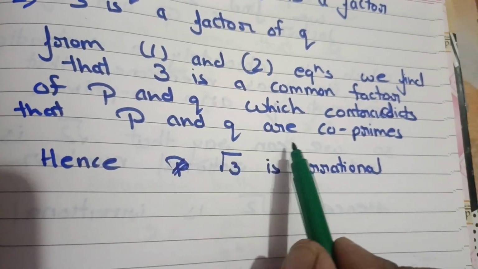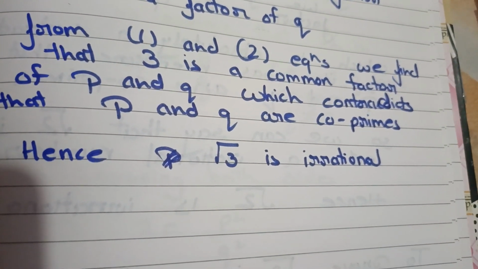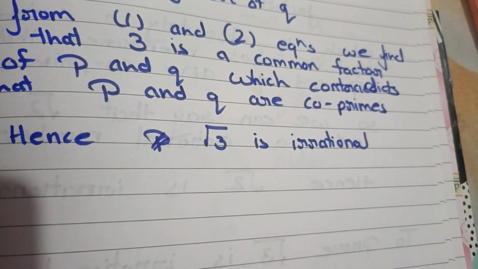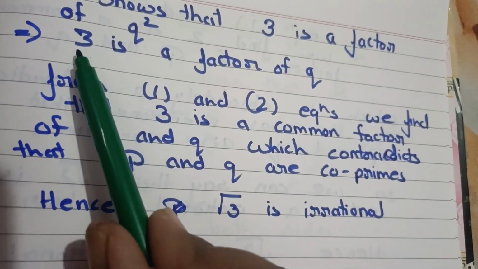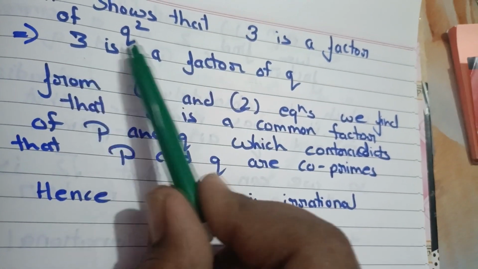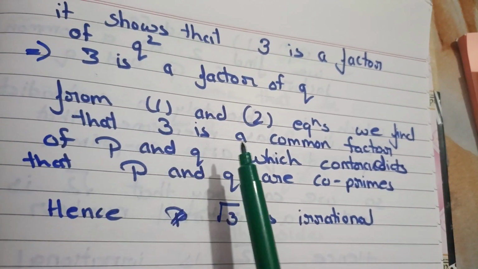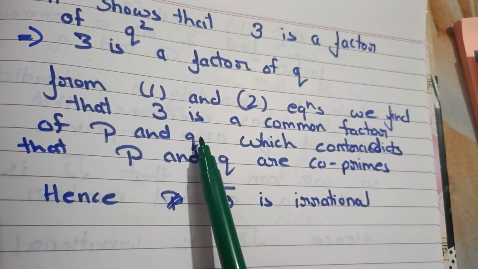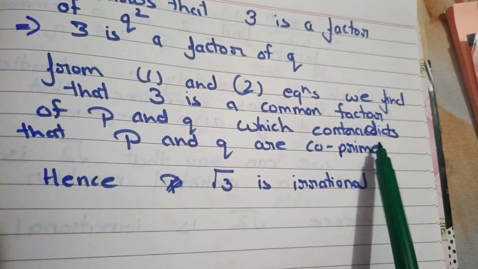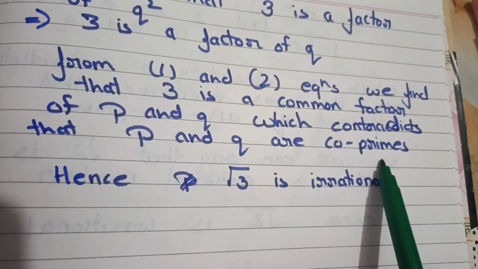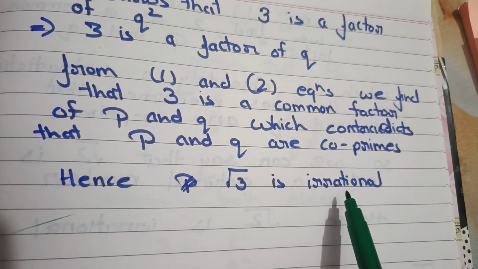यहाँ हमारा प्रूविंग गलत हो गया. हमने जो लिया था कि P अपॉन Q, P और Q को प्राइम्स हैं, और यहाँ पर प्रूव हमें नहीं हो रहा है कि ये को प्राइम्स हैं, क्योंकि हमें एक कॉमन फैक्टर 3 दोनों का मिल गया है, जो नहीं होना चाहिए था. So I have written here that which contradicts that P and Q are co-primes. Contradicts means इस चीज़ का विरोध कर रहा है कि P और Q co-primes हैं. Hence √3 is irrational. This is proved.